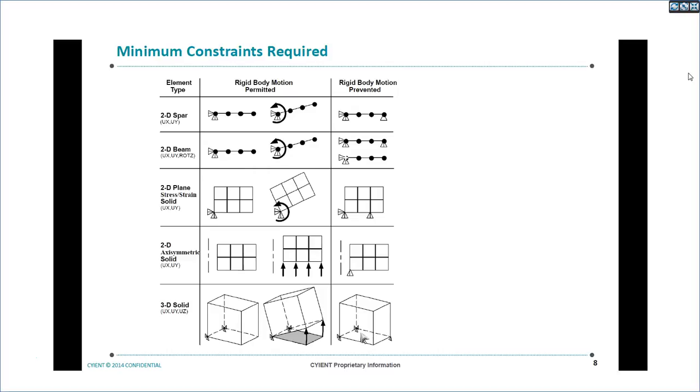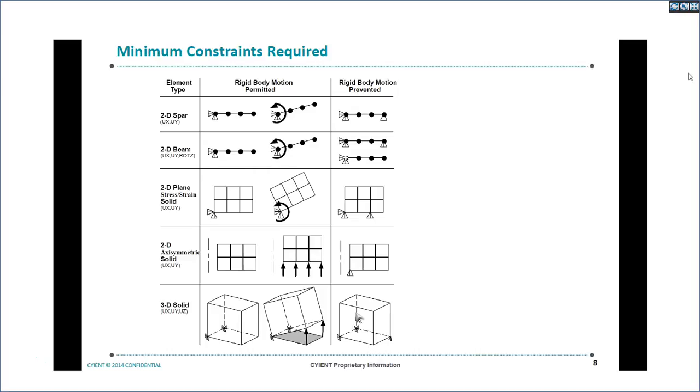At one node we need to constrain 3 directions, ux, uy, uz. At the second location we need to constrain 2 directions, ux and uy. And at the third we need to constrain the one remaining direction. So these are the minimum constraints. Some of the examples we have listed out.